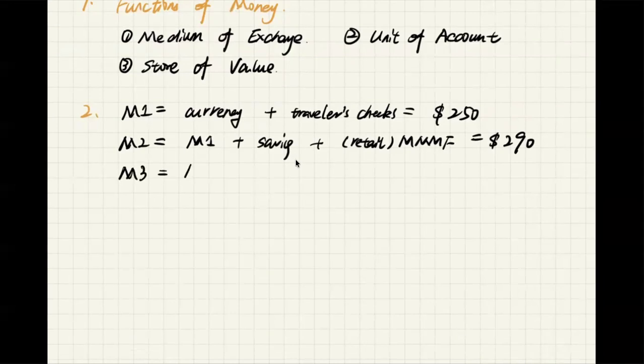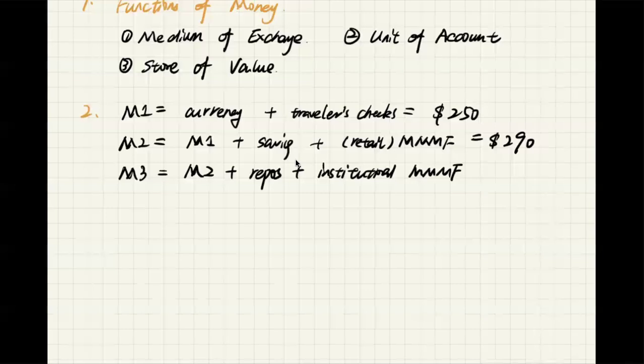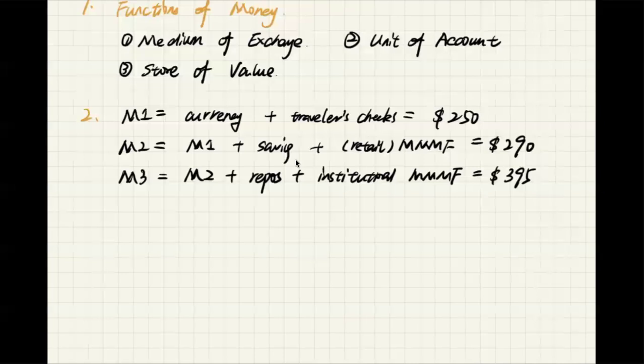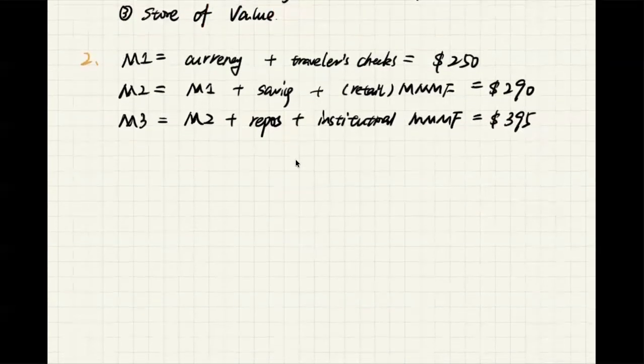M3's definition is just M2 plus the repos and institutional MMF. So the repos is 5 and the institutional MMF is 100. So here M3's value is 395. So here this is the answer for calculating M1, M2, and M3. Okay, so let's go to the third one.